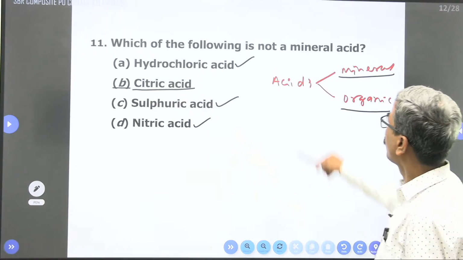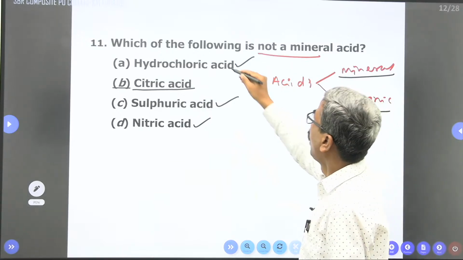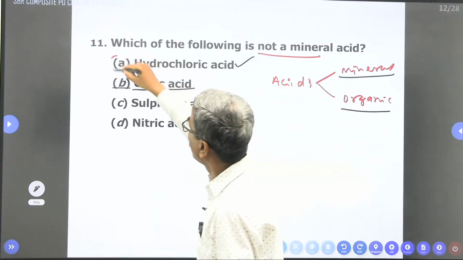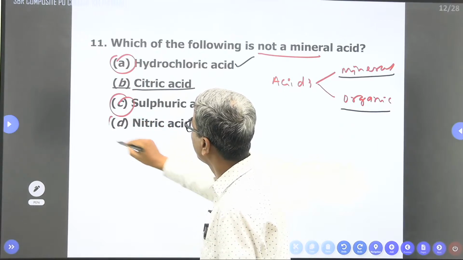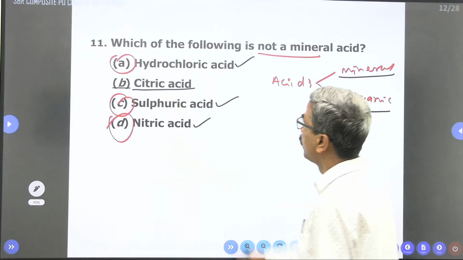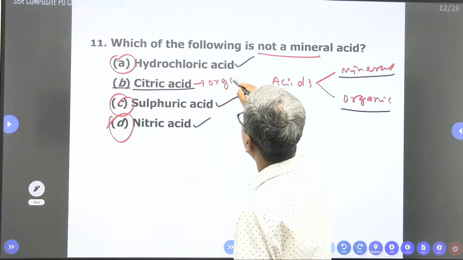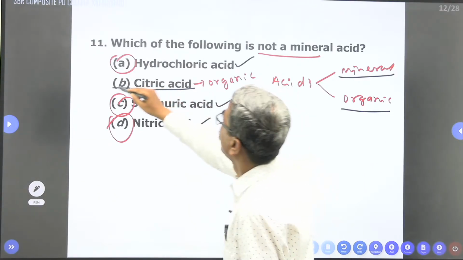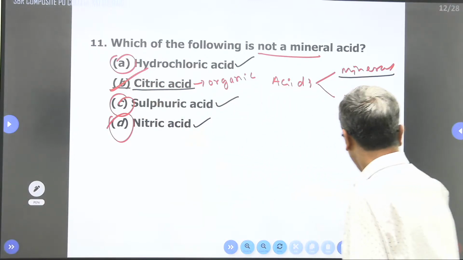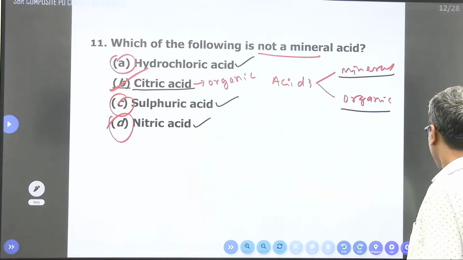Now the question they're asking is which one is not a mineral acid. Hydrochloric acid, sulfuric acid, and nitric acid are mineral acids, whereas this is not. This is an organic acid. This compound, citric acid, is of course an organic acid. That's why this is going to be the correct option. Let us move to the next question.